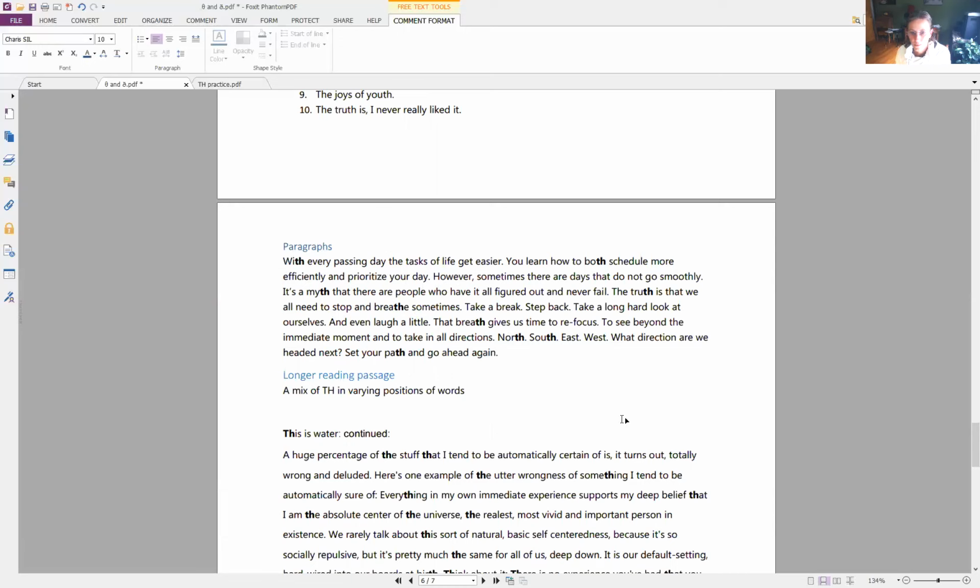On and on and on, right? Again, in a paragraph like this, I may be focused only on ending THs if I need to. A way to level up and make it more difficult is to really pay attention to every single TH that occurs.